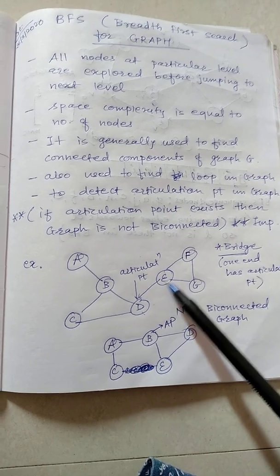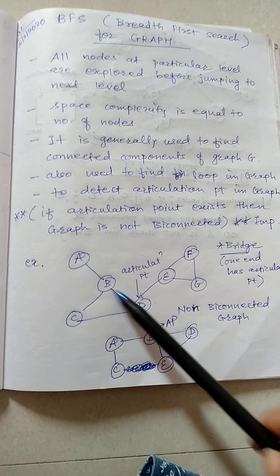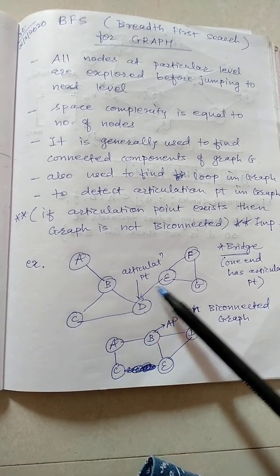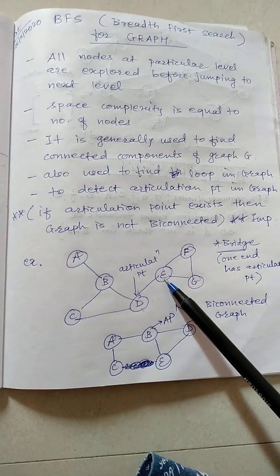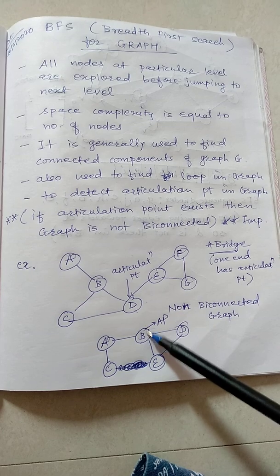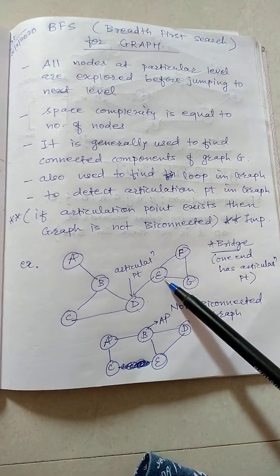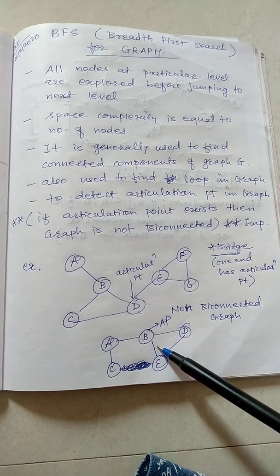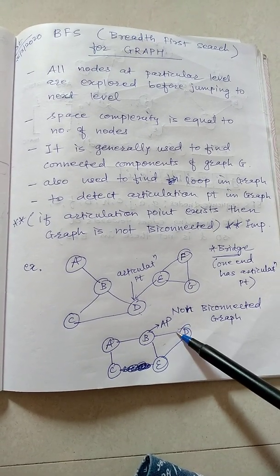Similarly, if we remove E, then also removal of E disconnects the graph into two connected components. Therefore, E is also called an articulation point. One graph can have more than one articulation point. Similarly, in this graph also B is an articulation point. As an articulation point exists in each of these graphs, both graphs are non-biconnected graphs.